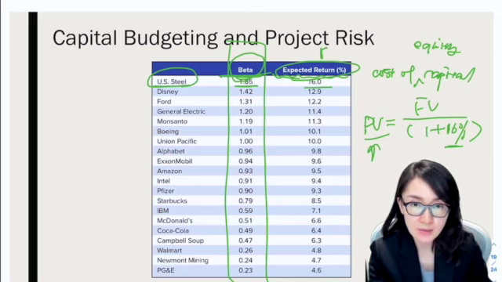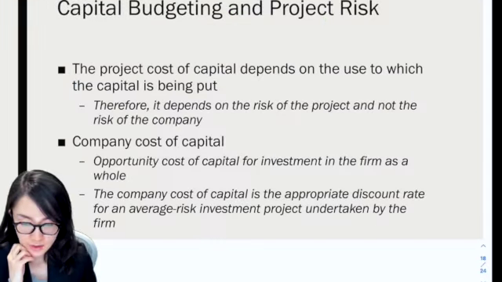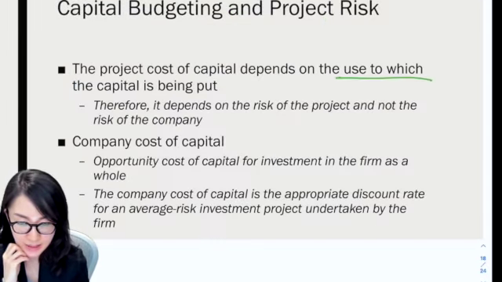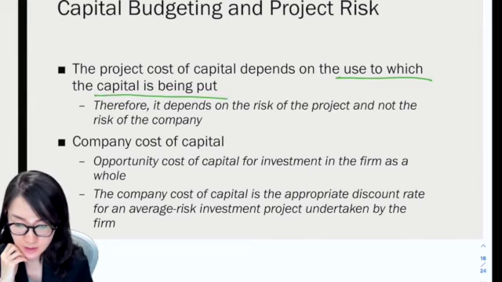How risky is the money? What is the project beta? That's why we want to make a distinction between the project beta and the company's beta. The project cost of capital depends on the use to which the capital is being put, not only what is the average beta of the company.